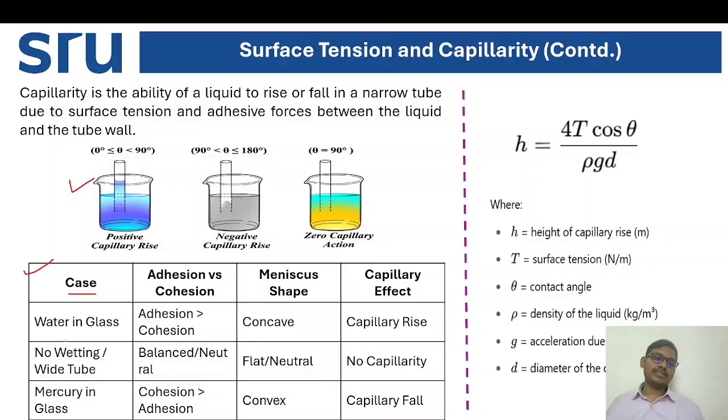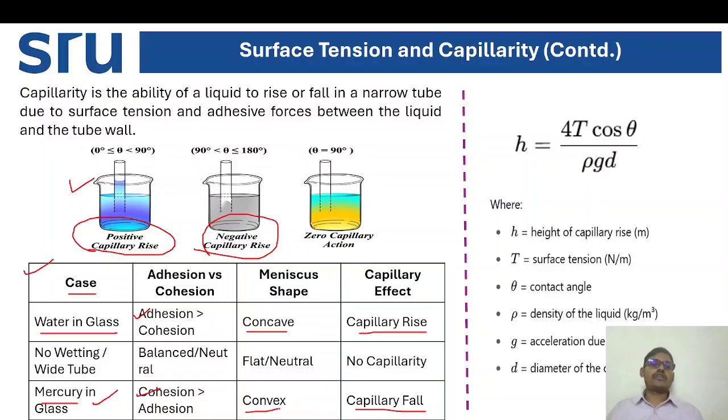So now you take some cases. Water in a glass. If it is mercury in a glass, there is no wetting of the tube. Now water in a glass, you see adhesion is greater than cohesion. If adhesion is more than cohesion, capillary rise will happen. You can see this is what I mean. So when adhesion is greater than cohesion, capillary rise will happen. Then this is called concave. If reversed, if cohesion is greater than adhesion, capillary fall will happen.